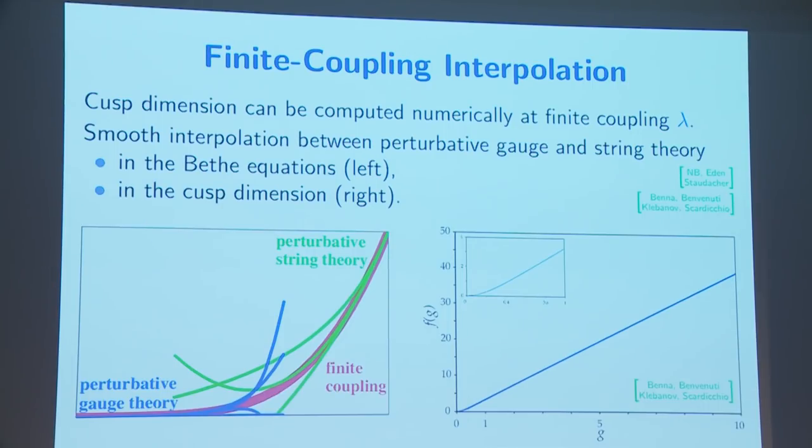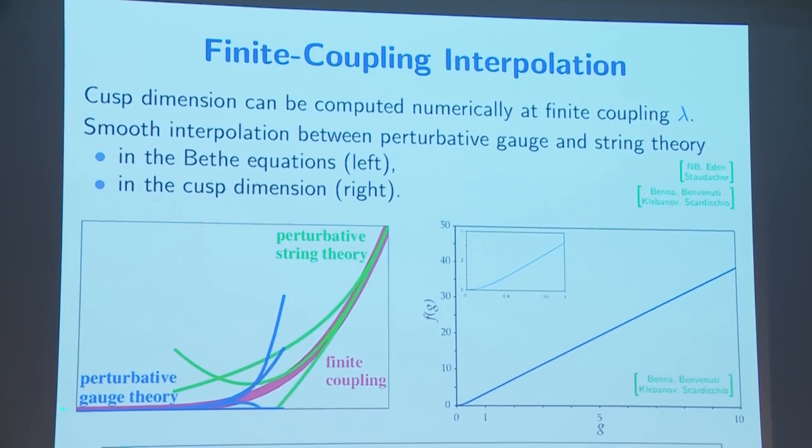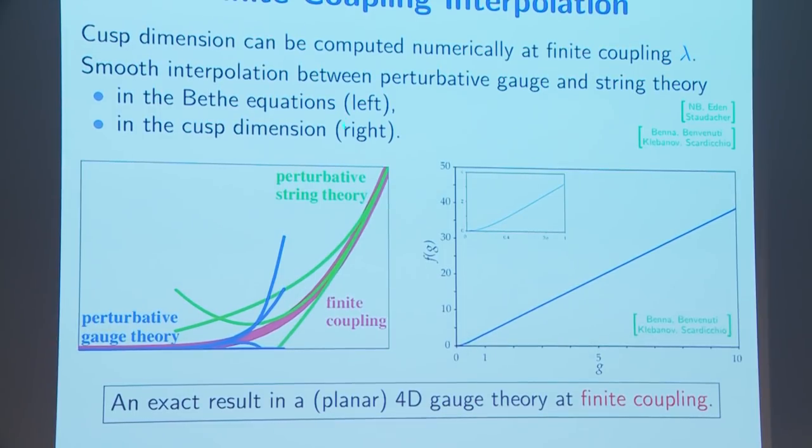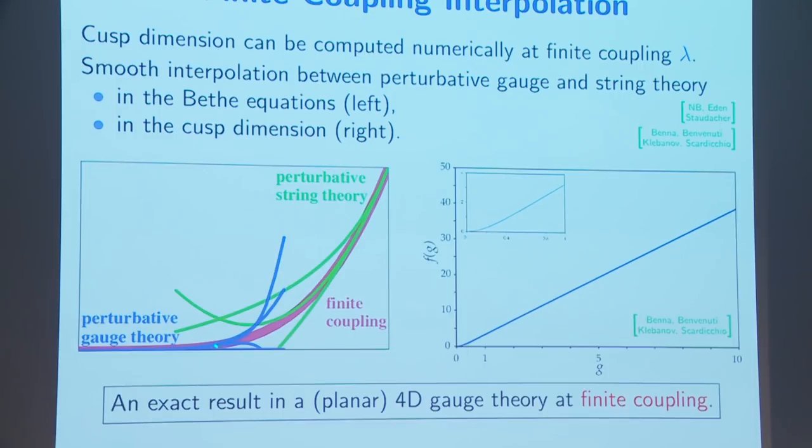You can even now compute the cusp dimension using this integral equation at finite lambda. And then you'll see a smooth interpolation between the small lambda regime where you have perturbative gauge theory and the large lambda regime where you have perturbative strings. And it matches nicely with these perturbative extrapolations, at least as far as their radius of convergence goes. I mean, the gauge theory does have a finite radius of convergence, apparently, but the string theory is just an asymptotic series. Nevertheless, this interpolating function, which is in red, seems to match well with the perturbative expansion.